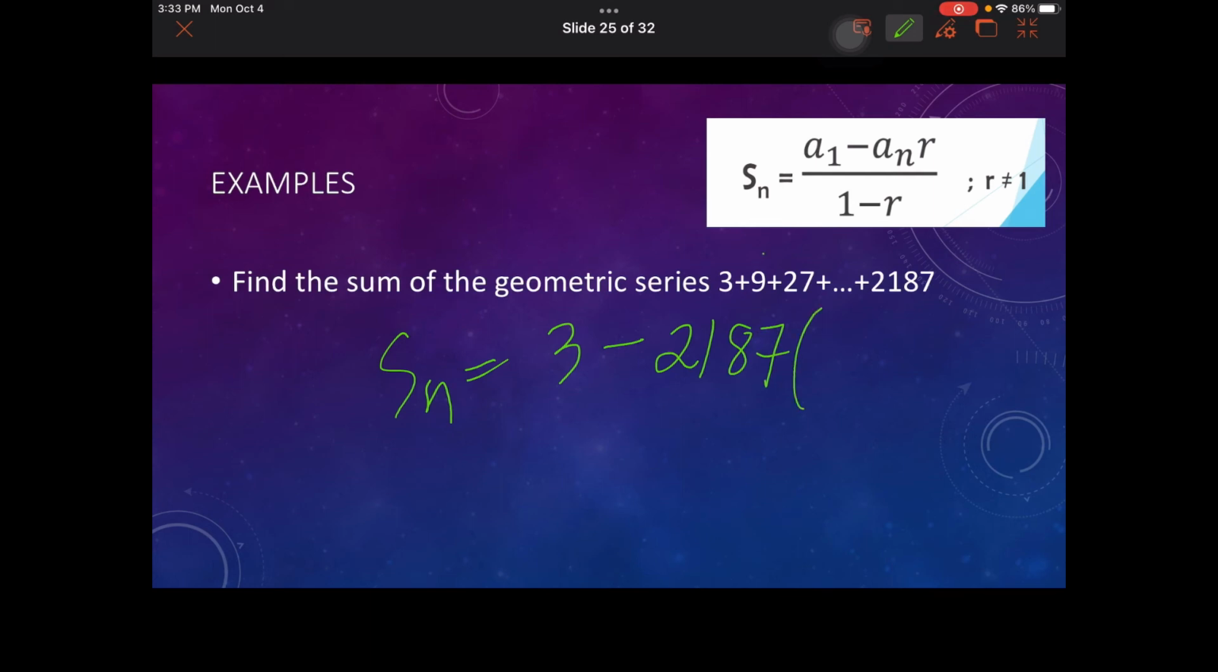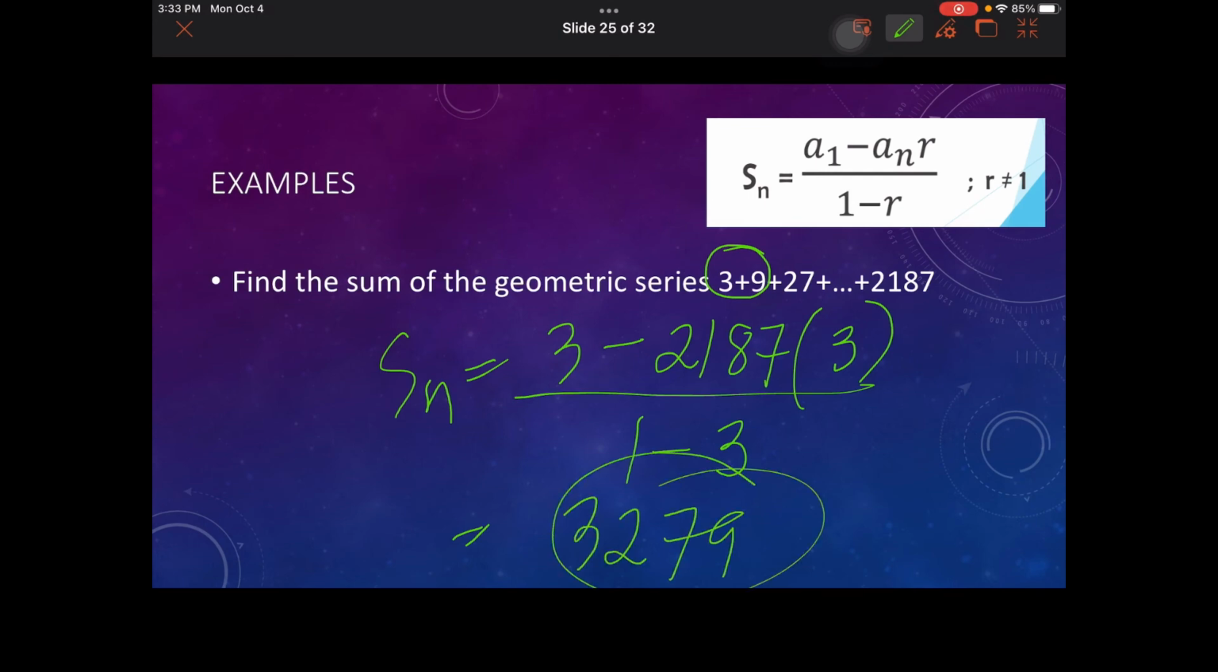Paano natin makukuha ang r? Magde-divide lang tayo. 9 divided by 3 is 3. And then, 1 minus r. So, using our trusty calculator, 2187 times 3 minus 3 divided by 2, you will get 3,279. Yay!